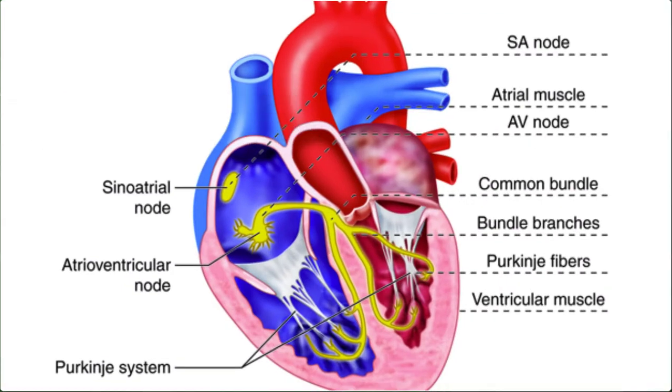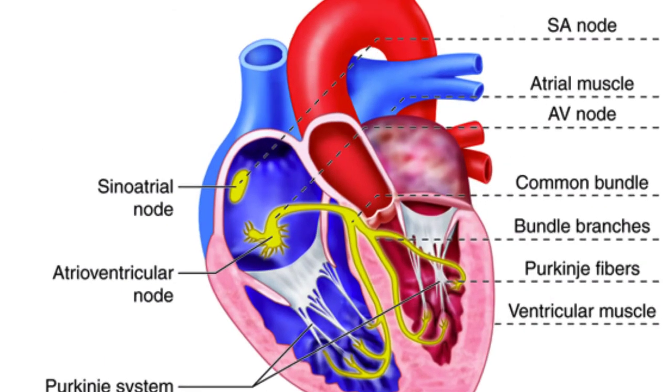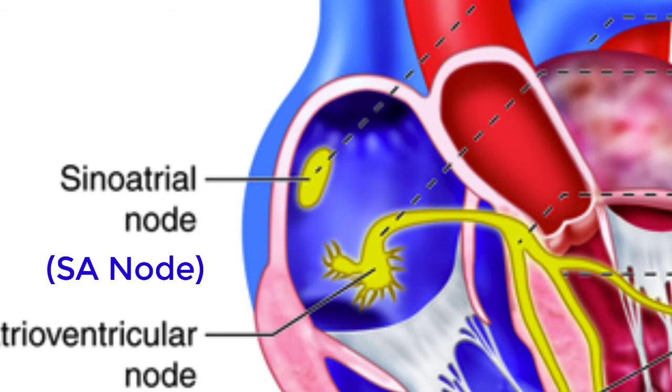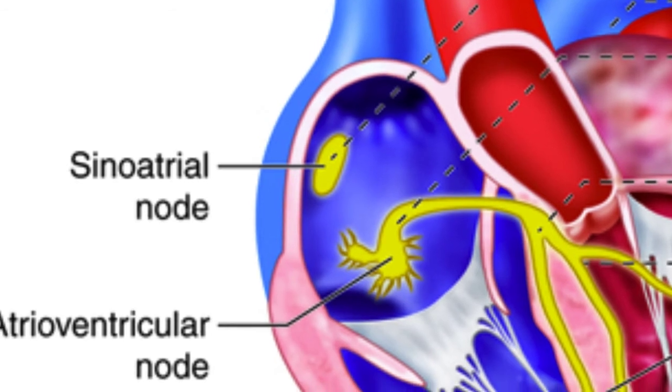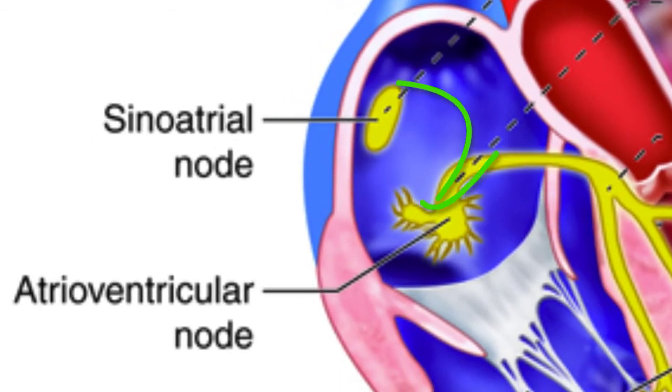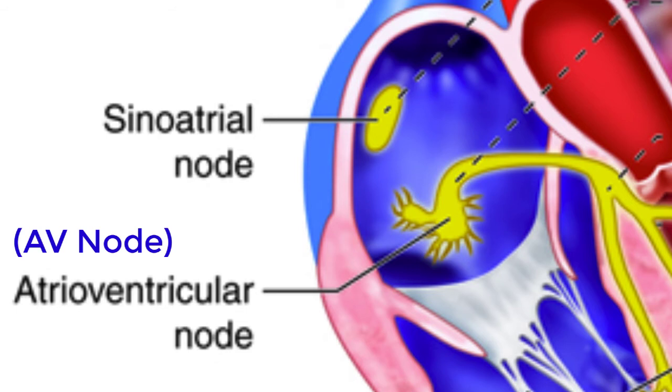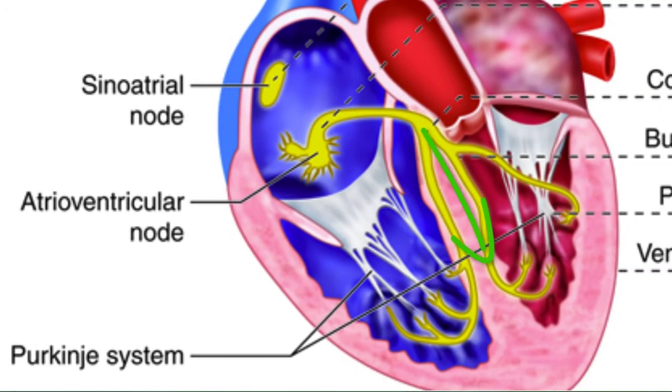Now, the heart's natural pacemaker is a specialized bundle of cells that are located here in the right atrium. We call this the SA node or the sinoatrial node. And it generates electrical impulses that cause the atria to contract, but it also sends these impulses to another specialized bundle of cells that we call the AV node or atrioventricular node. Now, the AV node slows the electric current so that the atria have full time to contract before it sends the signals down something called the Purkinje system, which then ultimately causes the ventricles to contract.